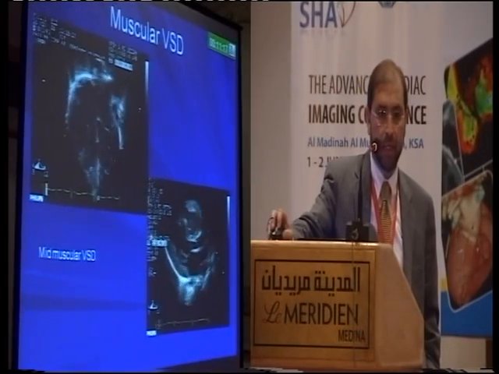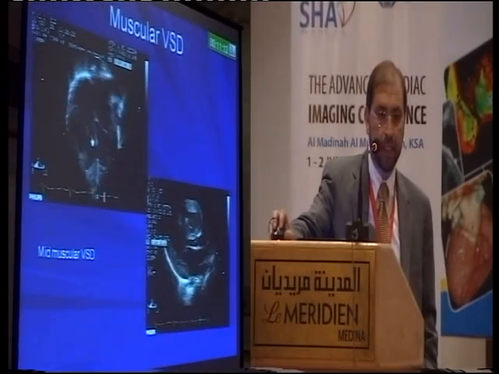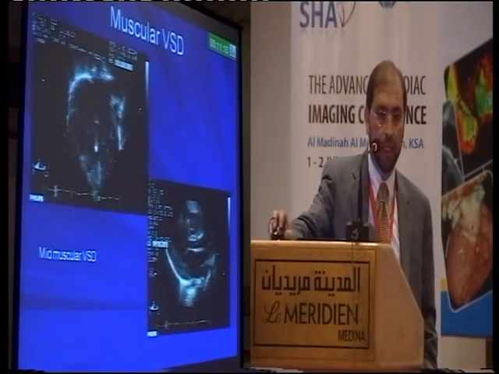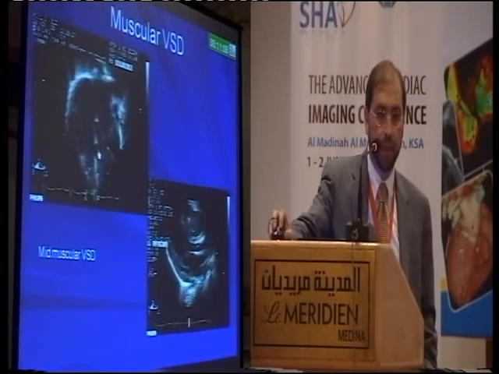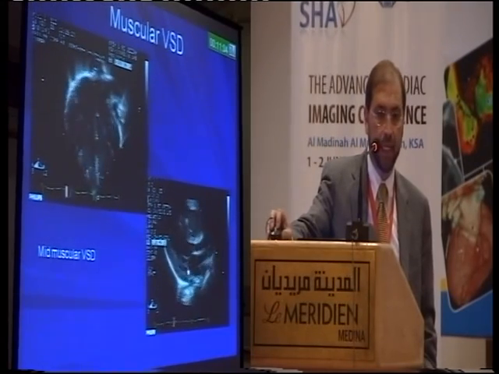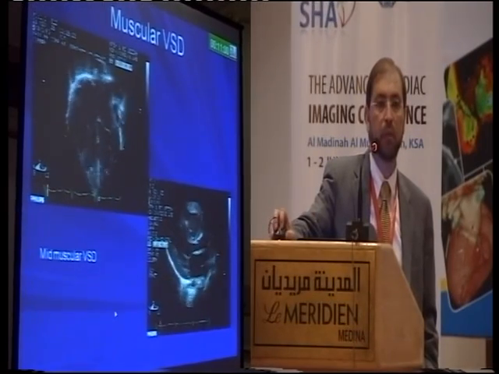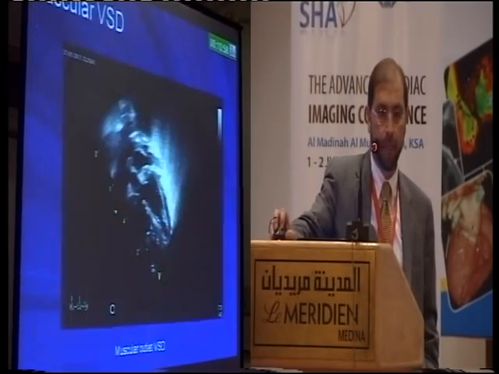An example of that, this is the patient with mid-muscular VSD. And again, this is the inlet part of the septum. This is the trabecular part of the septum, and you can see that this patient has a VSD that's exactly in the middle of the ventricular septum. So that's what we call mid-muscular VSD.